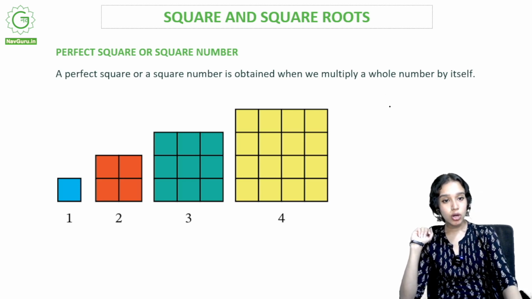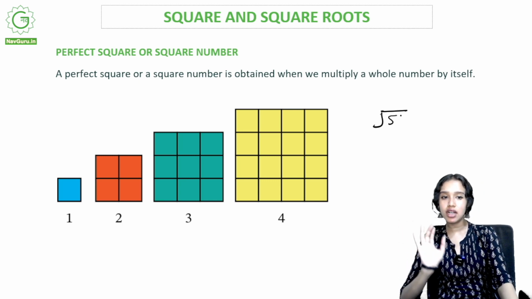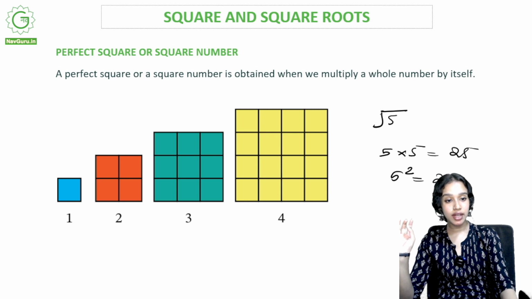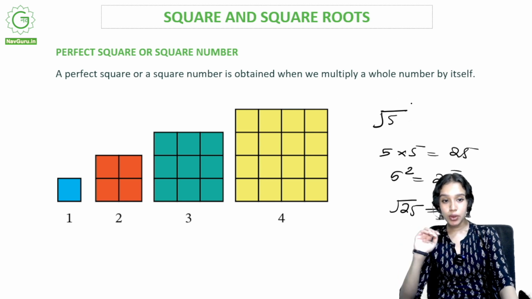Because what is the root of 5? Square and root have a relationship. We can say that 5 into 5 is 25, or 5 square is 25. At the same time, we can say that the root of 25 is 5. So, what is root 5?